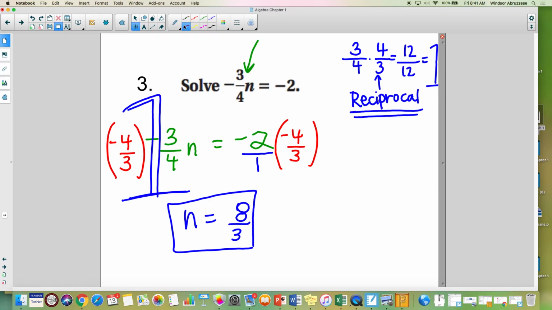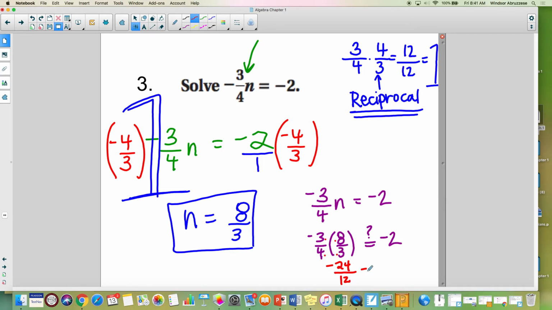We are going to substitute it back into our original equation just to make sure we did it correctly. So negative 3/4, I'm going to times it by my solution, which is 8/3. Does that equal negative 2? Negative 3 times 8 is negative 24. And 4 times 3 is 12. And this simplifies to negative 2, which is equal to that negative 2. So we're good.